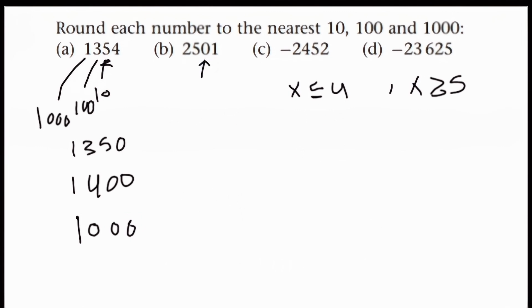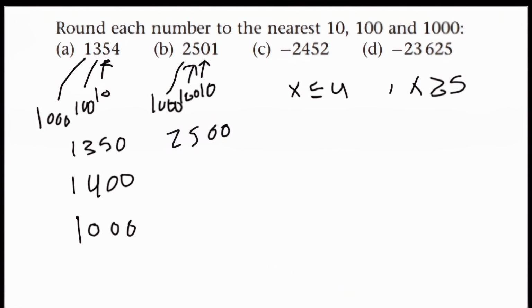2501. 0 in the 10 place, 5 in the 100 place, 2 in the 1000 place. Round to the nearest 10. Which number is in the 10 place? 0. Which number is before it? 1. 1 is less than or equal to 4, or 1 is more than or equal to 5. 1 is less than or equal to 4. So it will be 2500.